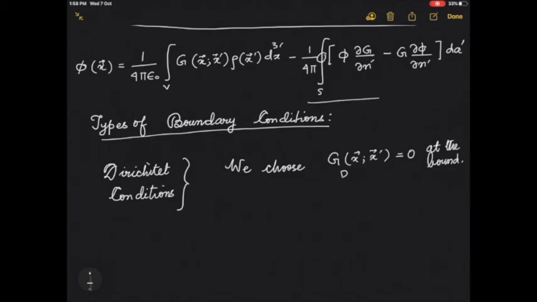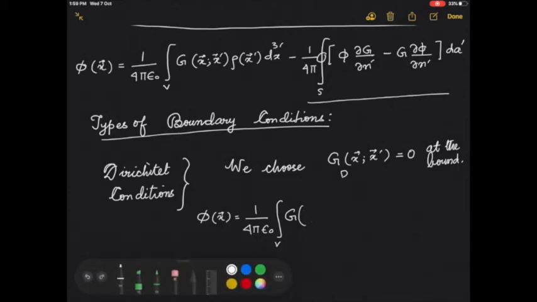Now what happens if G_D equals 0 at the boundary? Remember that this term sums up all the contributions at the boundary. So if G_D equals 0, the second term disappears. So my phi as a function of x is now only given by the first term and the surface integral. So you have the volume term, all right, and this has become a Dirichlet Green's function now.